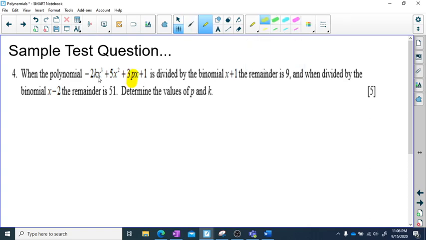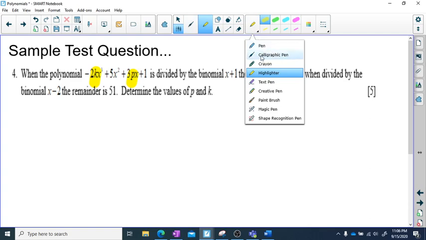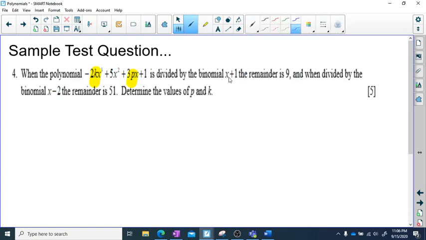unknowns. I haven't told you the p value, or in this case, the k value. However, I gave you 2 clues instead of 1. And according to this, if you divide by x plus 1, the remainder is 9. Well, that you should interpret to mean substitute x equals -1, and the remainder should be 9. That's going to make an equation.